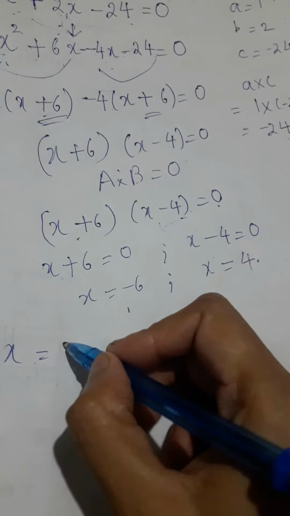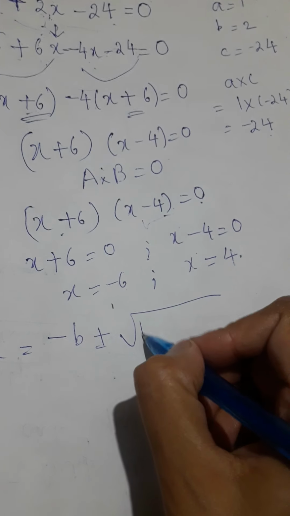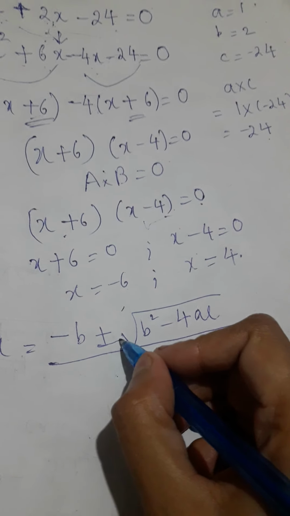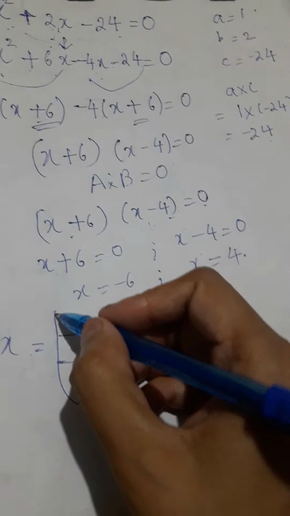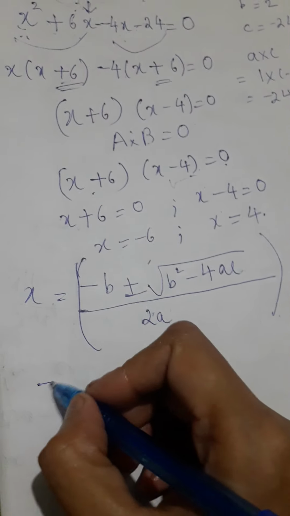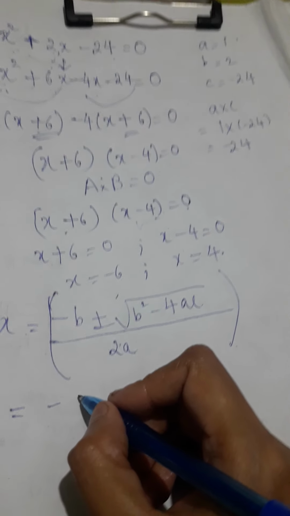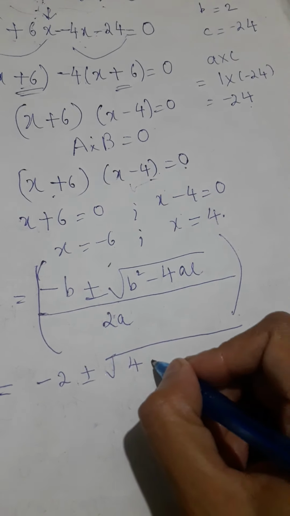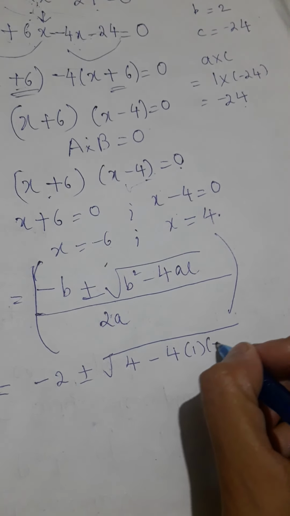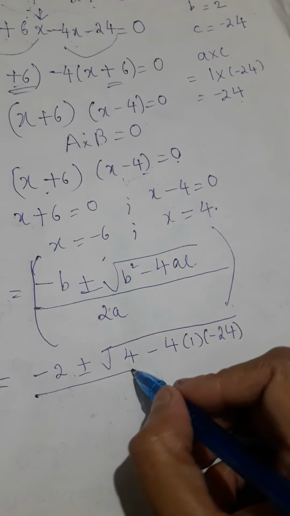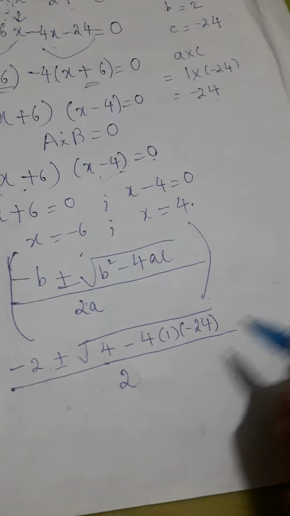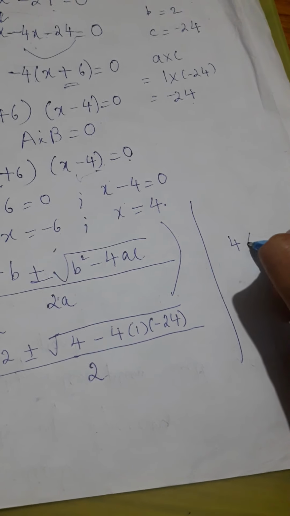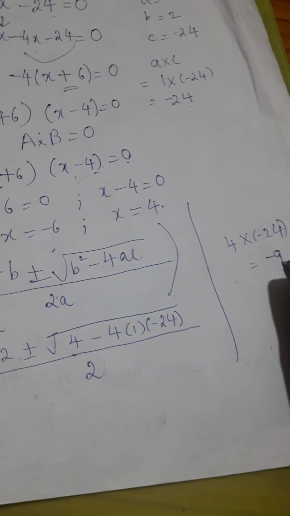It's simple: minus b plus or minus the square root of b square minus 4ac, the whole thing divided by 2a. What's my b? It's plus 2, so minus 2 plus or minus the square root of b square, which is 2 square, which is 4, minus 4 into a, which is 1, into c, which is minus 24, divided by 2 into a, which is 1, so 2. I'll do the quick calculation here. 4ac: 4 into 1 is 4, 4 into minus 24 is minus 96.